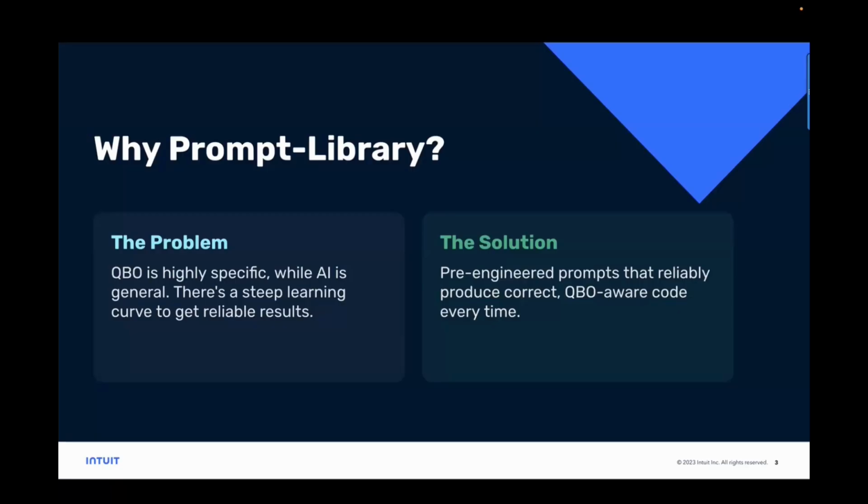So, what's the solution? We build a prompt library. Instead of you figuring out what to ask the AI, we will pre-engineer the prompt that reliably produces correct and QBO-aware code. Think of it as a translator. It asks you what you want to build, and it tells the AI exactly what to build and how.